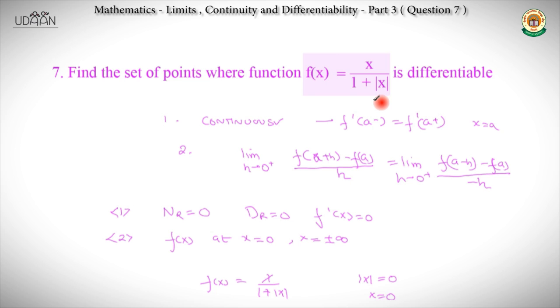The first one is, if we know that the function is continuous, we can directly differentiate and check that f dash a minus equals f dash a plus, which is a finite value. Then we can conclude that the function of x is differentiable at x equals a.